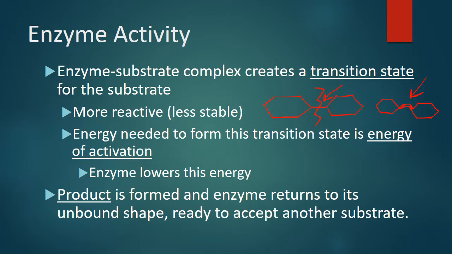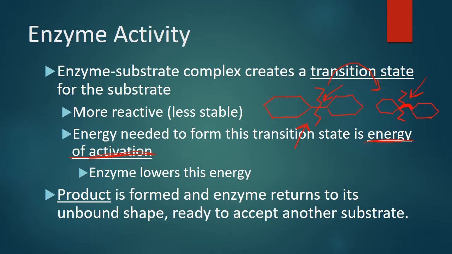So what happens is that now the energy needed to break this bond is lower than it was in its original state. So the energy needed to form this transition state, to go from here to there, to change this bond shape, is called the energy of activation. So the amount of energy needed to go into the state. So the enzyme lowers this energy. So when the enzyme binds, it means that it requires less energy in order for the reaction to occur.